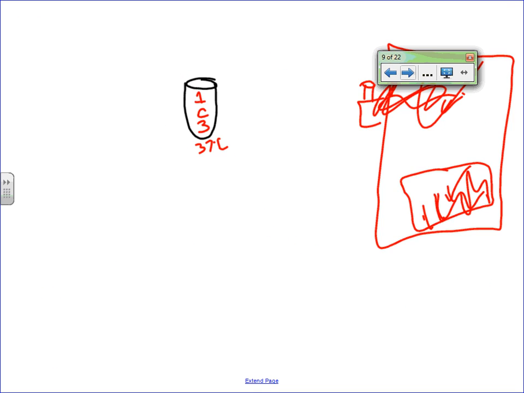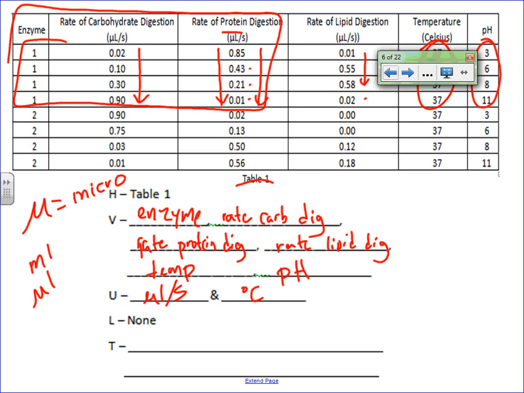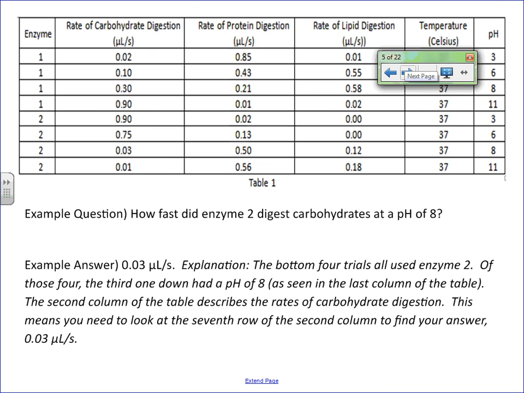So let's take a look at the practice problem. How fast does enzyme 2 digest carbohydrates at a pH of 8? Practice this one in your team, and when you're ready, we'll go through the answers already given for us. How would we get this answer of 0.13? We're looking for how fast enzyme 2 digests carbohydrates at a pH of 8.